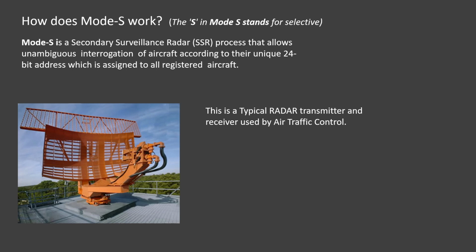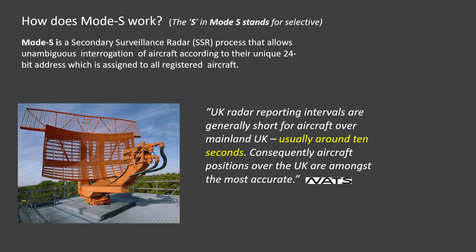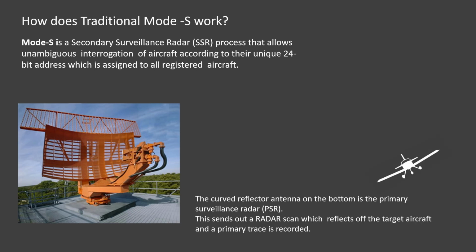Ground-based radar works with MODES to get an improved view of aircraft locations. This is a typical air traffic radar transmitter and receiver, which rotates every 5 to 12 seconds. A scan rate of every 10 seconds is acceptable for normal operations. There are two parts to the system.